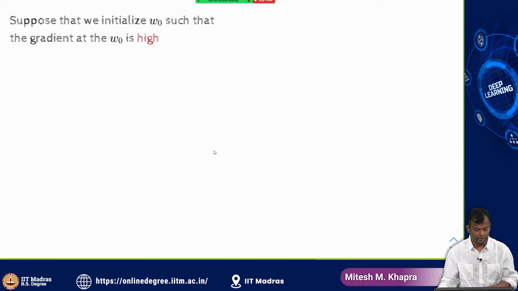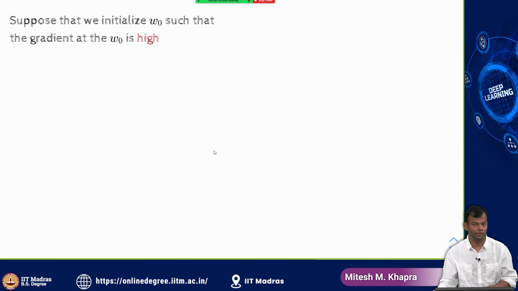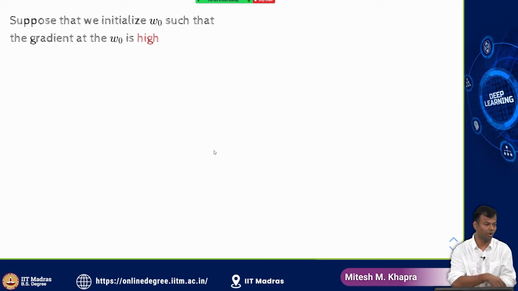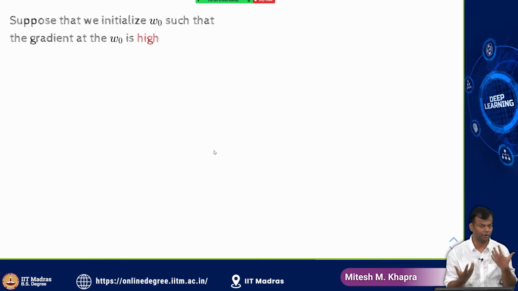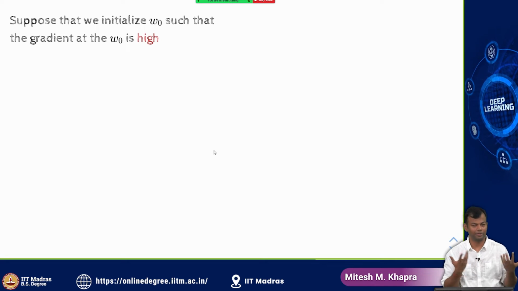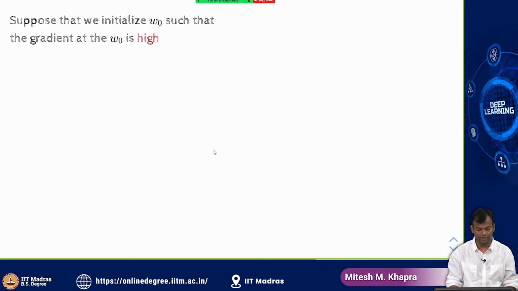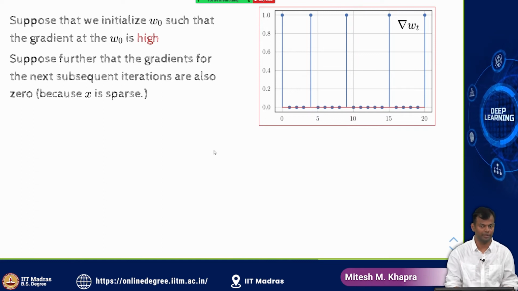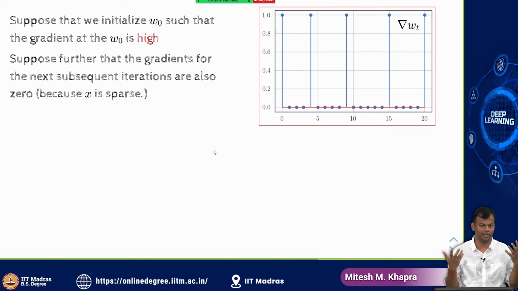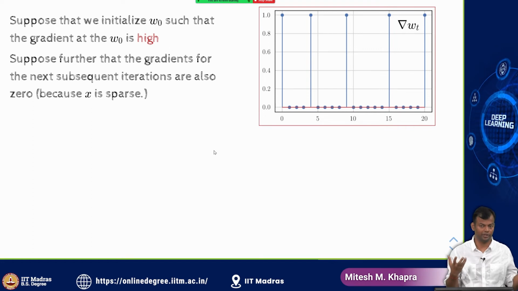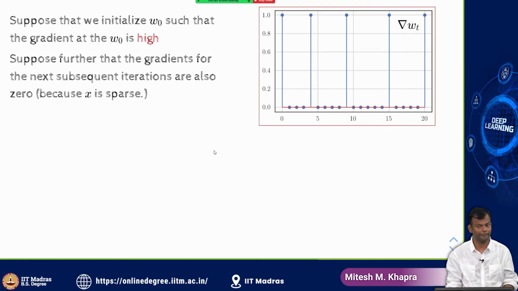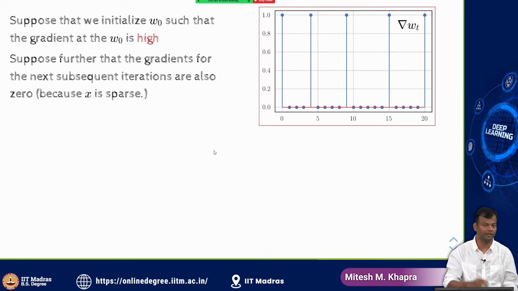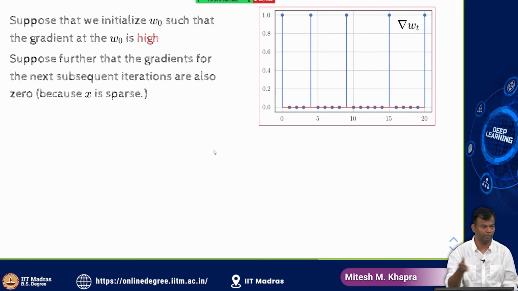Now suppose we initialize W0 such that... so now we are trying to see, we have proposed that we'll use the max norm for Vt instead of using the L2 norm. Now we want to see is there any benefit of doing that, right? So suppose that we initialize W such that the gradient at W0 is high. We just did a random initialization and it turns out that your initial gradient was high. And now suppose further that the gradients for the subsequent iterations are all 0, for a few iterations they are 0.